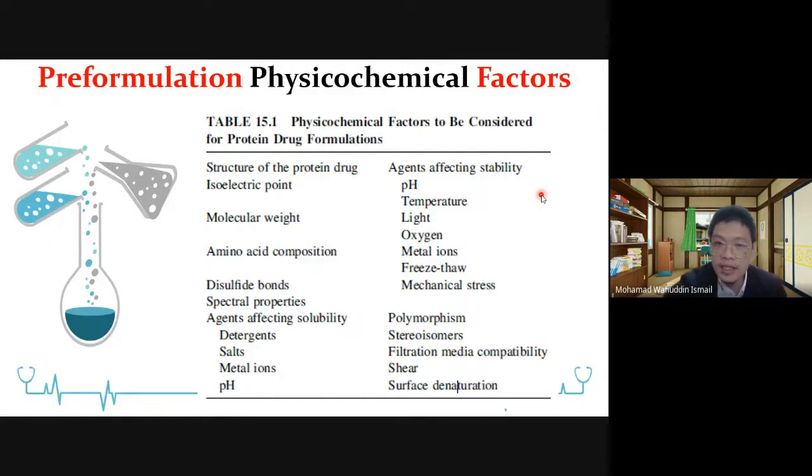Okay, these are some examples of pre-formulation physicochemical factors. The effects on stability: the reaction with pH, temperature, light, oxygen, and then polymorphism, stereoisomerism, shear, surface duration, and so on. These are related to the physicochemical factors that must be considered for protein drug formulation.